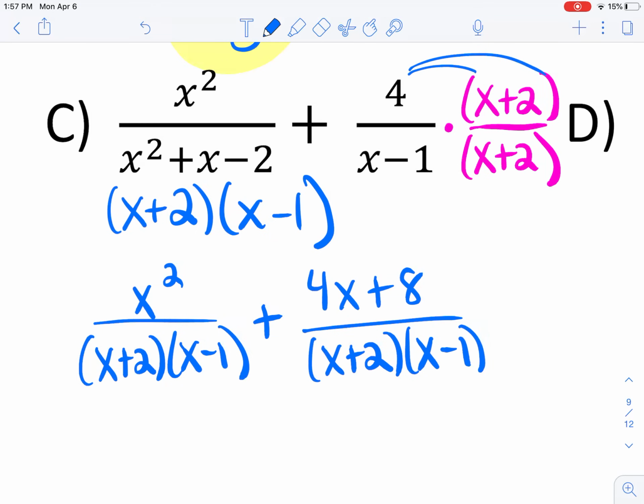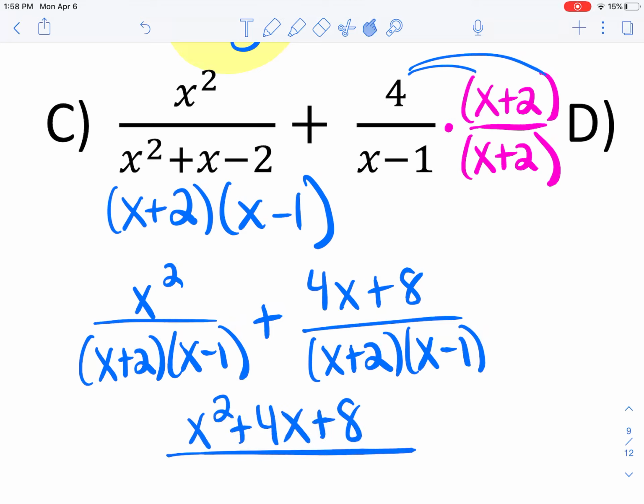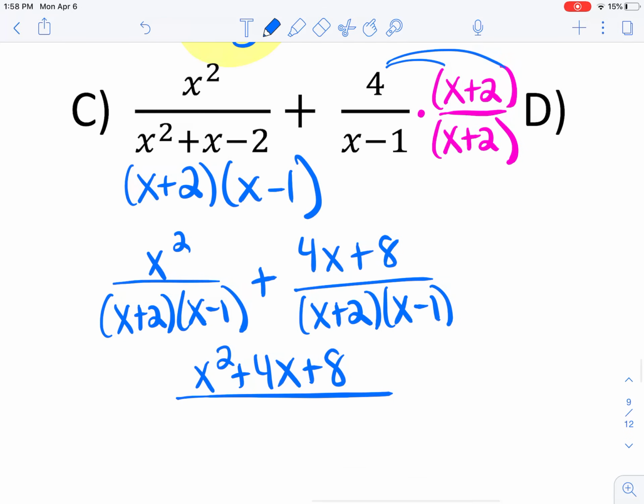Now that they have the same denominator, we can go ahead and just add the numerators together. So it's x squared plus 4x plus 8. You can't actually combine like terms there because there are no like terms. Over, just keep the denominator factored. If you really want to, you can multiply the denominator out, but there's no need to. So we have x squared plus 4x plus 8 all over x plus 2 times x minus 1.